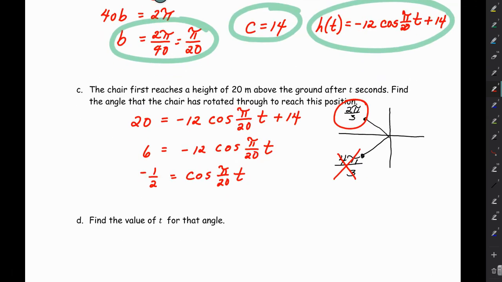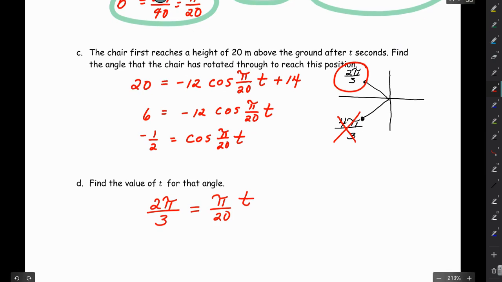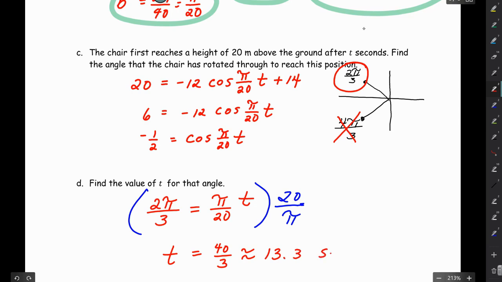So we need to know the value of t for that angle. So far, all we know is that 2 pi over 3 equals pi over 20t. So we need to know the time. We found the angle, now we need to know the time. So in order to solve for t, we're going to multiply both sides by 20 over pi. And when we do that, we're going to get t is equal to 40/3, which is approximately 13.3 seconds.